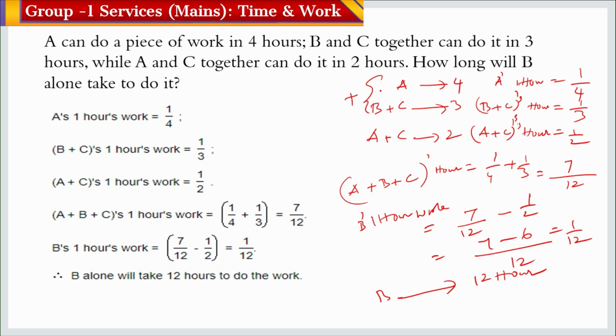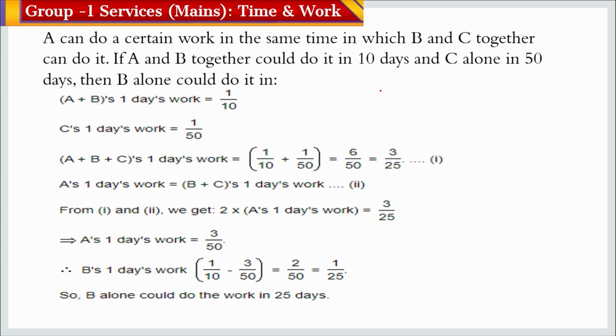And if you want to know B's work, how much time B takes to complete the work, what you have to do is simply subtract the work done by A plus C from A plus B plus C, which gives B's 1 hour work. And when you take the reciprocal of that, that gives how much time B takes to complete that work. It's 12 hours. Okay, now shifting to the next.